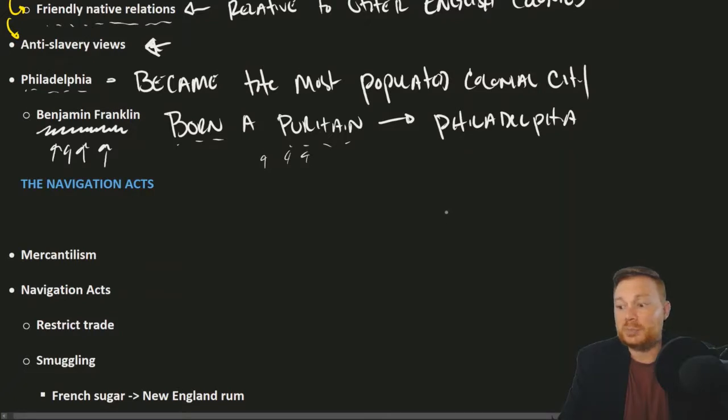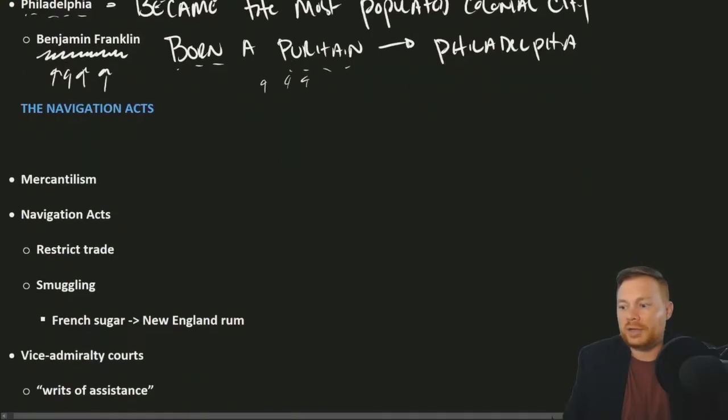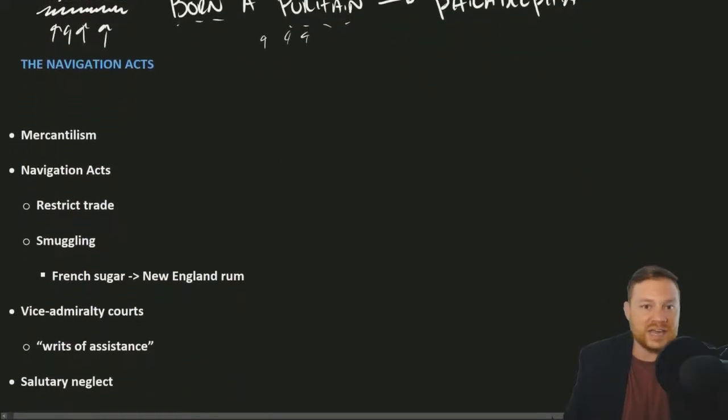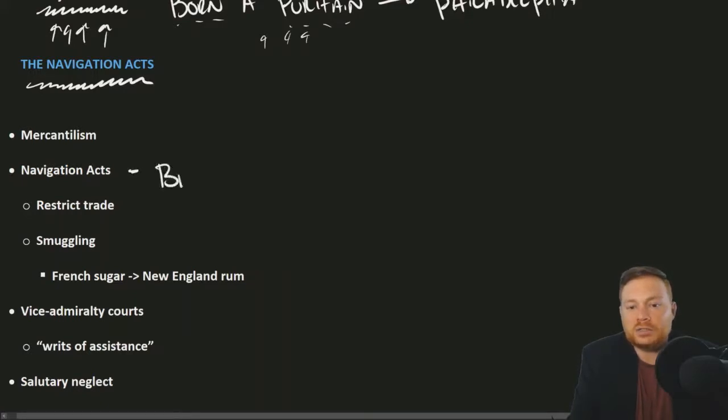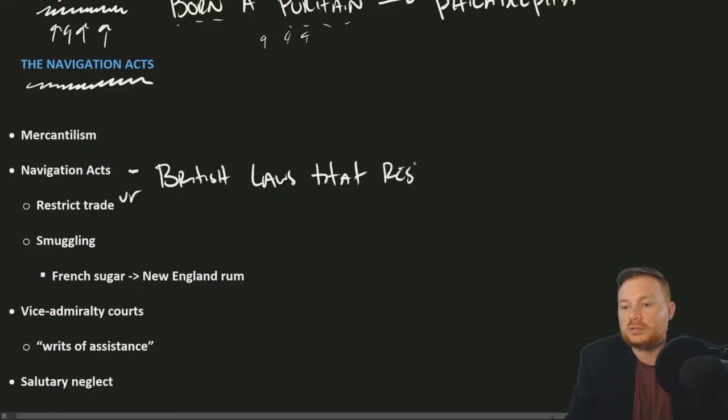And, speaking of the growth of commerce, another very important development occurs in this colonial era between the colonies and the empire, and that is the creation of the Navigation Acts. The Navigation Acts, in short, are British laws that, you might guess, restrict colonial trade.